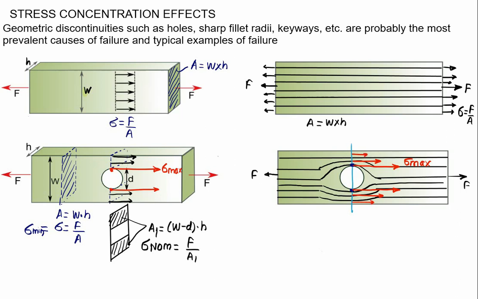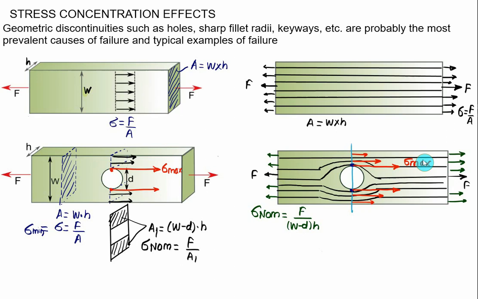At this time we have to show the stress here, which is basically the nominal stress. Nothing is given here, so you have to select the value of the stress which I have shown externally here, which is called the nominal stress. This nominal stress is given as force divided by the area at this cross section, which is W minus D, that is the width of the plate minus the diameter of the hole, multiplied by the thickness H. And this value of sigma max we can calculate using the theoretical stress concentration factor.